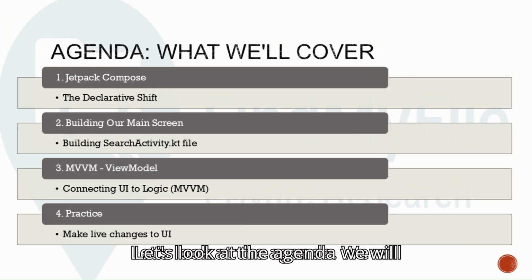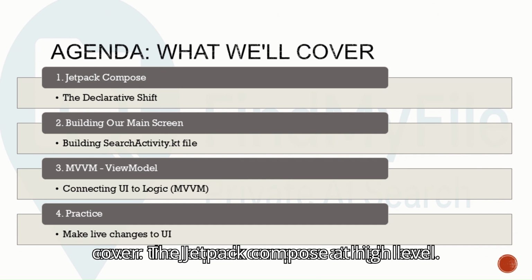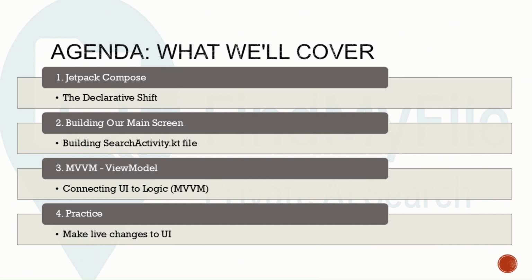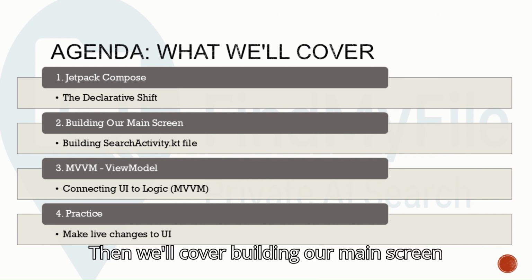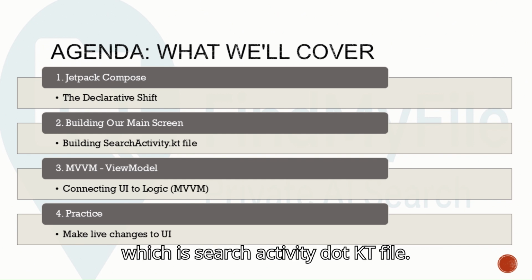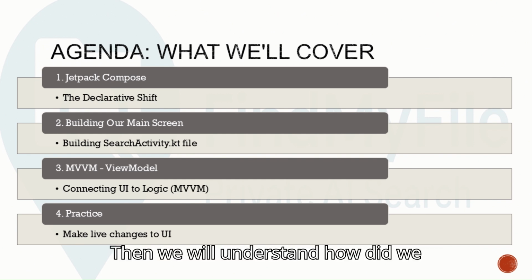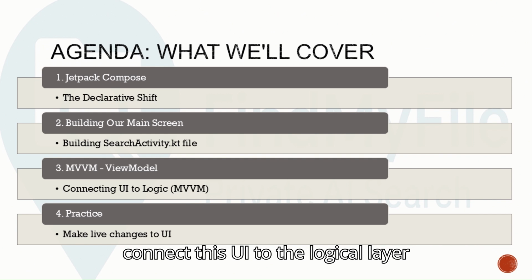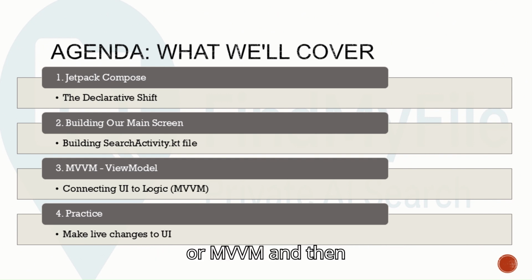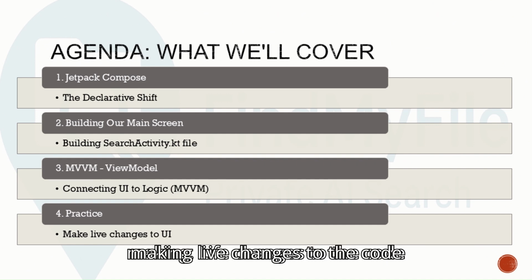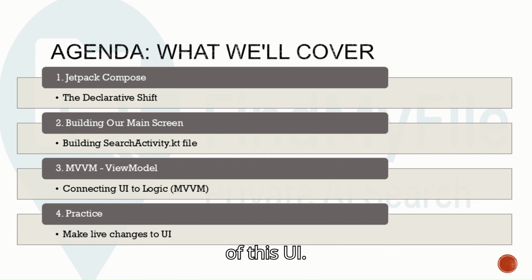Let's look at the agenda. We will cover Jetpack Compose at a high level. Then we'll cover building our main screen, which is the SearchActivity.kt file. Then we will understand how we connected this UI to the logical layer, or MVVM. And then we will practice making live changes to the code of this UI.